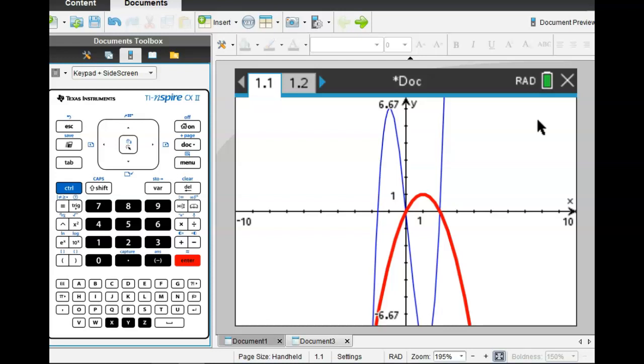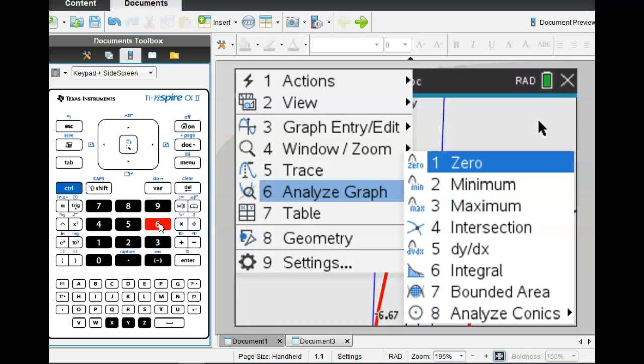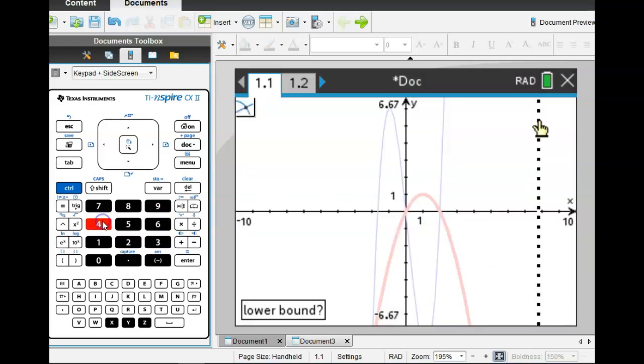Here's how we're going to figure that out. We want to do something, we're going to find it in the menu. What do we want to do? Yes, we do, but not just yet. Right now we're just analyzing the graph. So we're going to do 6. And I want the intersection, which is 4.